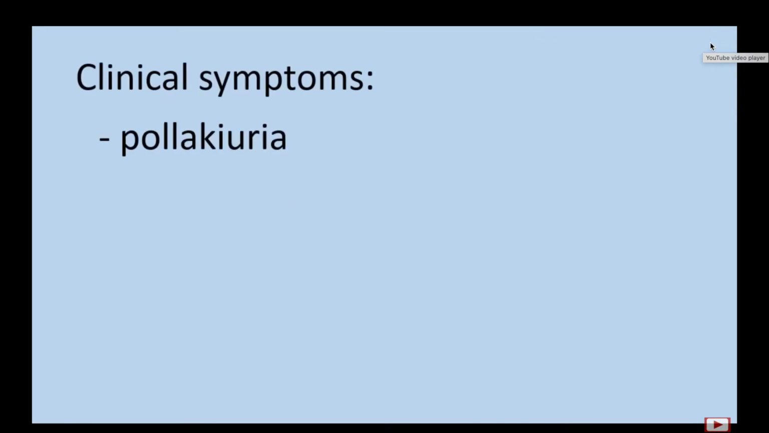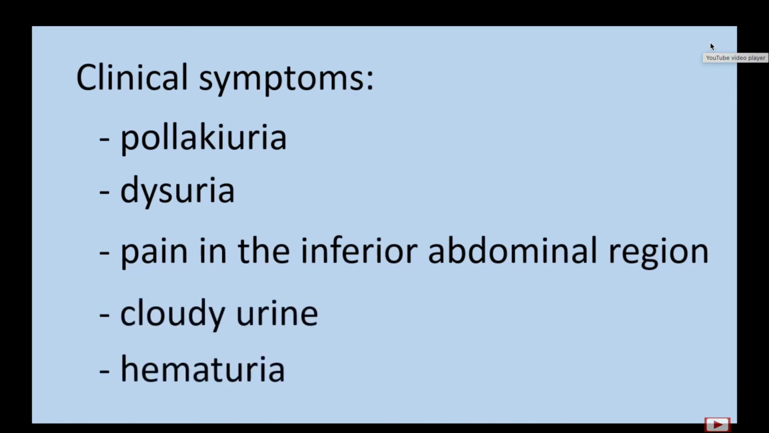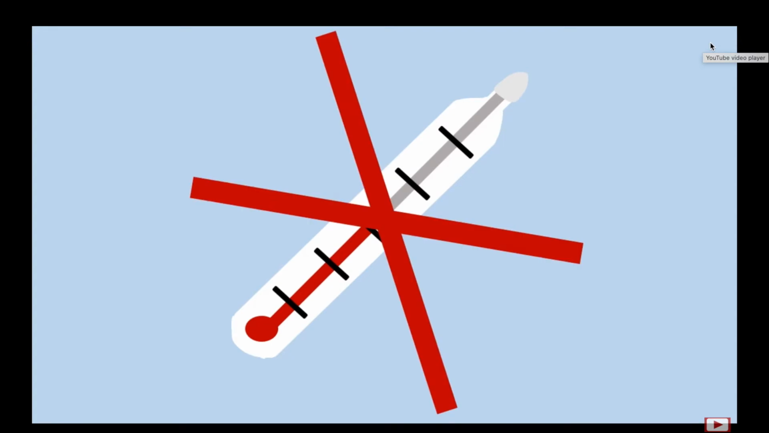Clinical symptoms include pollakiuria, which is an abnormally frequent urination, dysuria, which is pain or a burning sensation during urination, pain in the inferior abdominal region, cloudy urine, hematuria, meaning blood in urine, but this symptom is rare in cystitis. Fever is not a common symptom for cystitis.